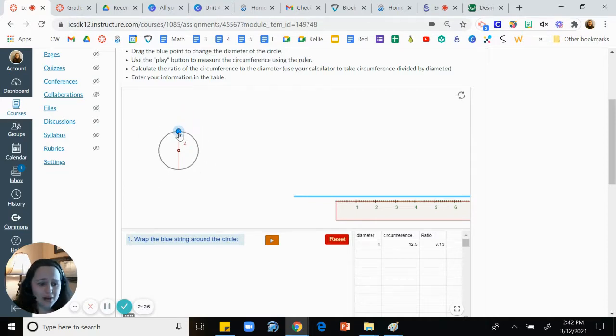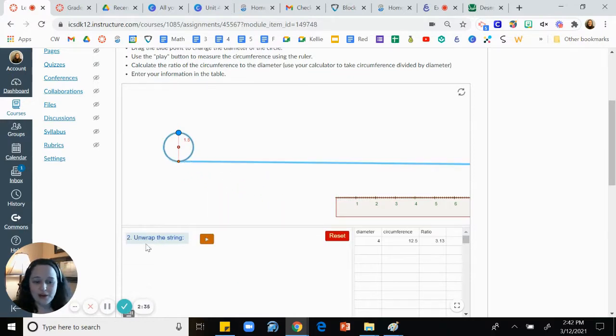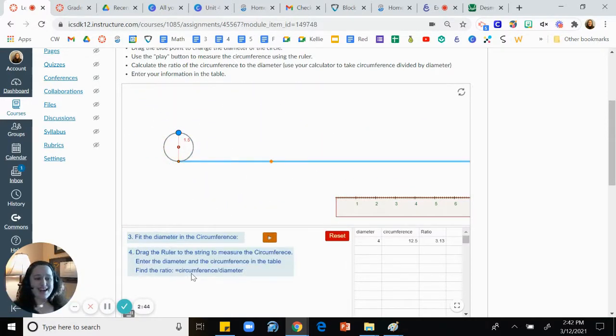Pick any diameter you want. Once you've chosen one, click the play button to wrap the blue string around the circle. This is super helpful. It tells you what to do. So it says unwrap the string, press the play button. Yeah, exactly. It does it for you.